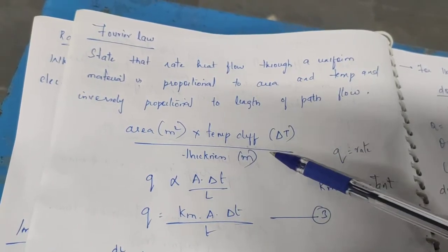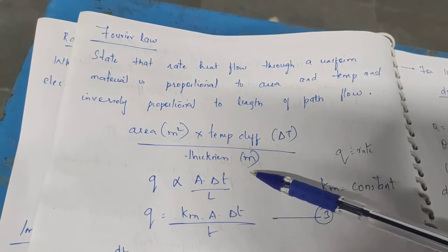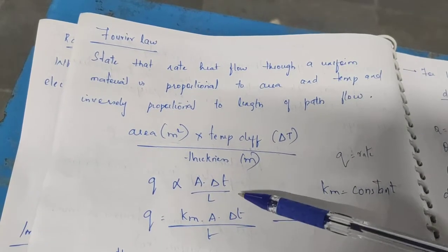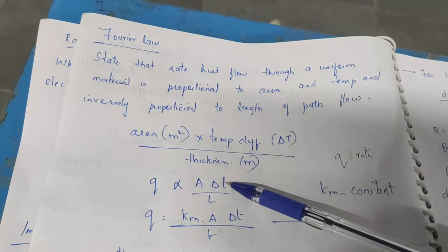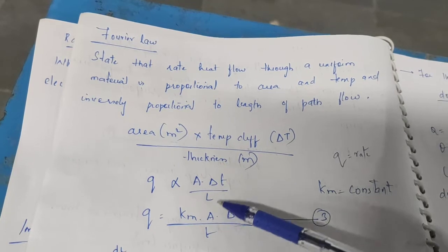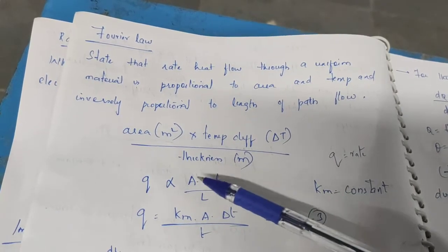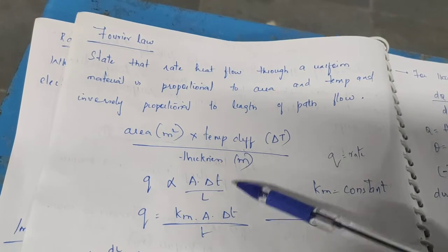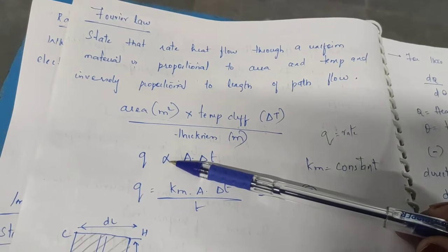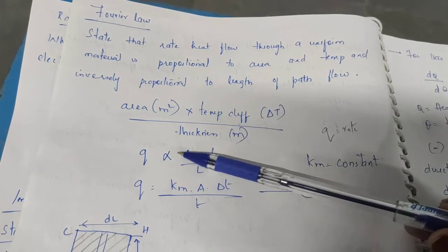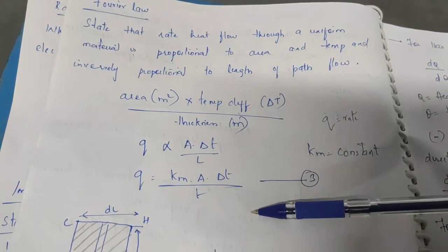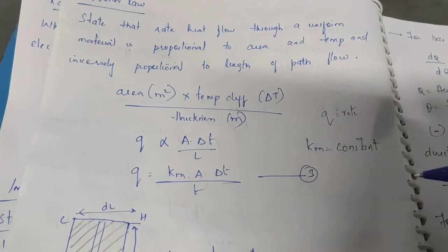This is given by the equation area times temperature difference divided by thickness. Converting this into symbolic form, Q, the heat flow, is directly proportional to area times temperature difference, and inversely proportional to thickness. Thickness is given as L, A is the area, and delta T is the temperature difference. When we remove the proportionality symbol and introduce the proportionality constant, the equation becomes Q equals Km A delta T by L. This is equation number 3.